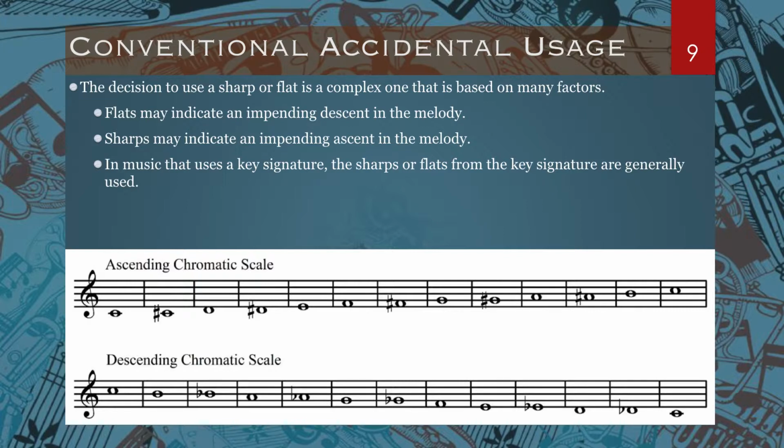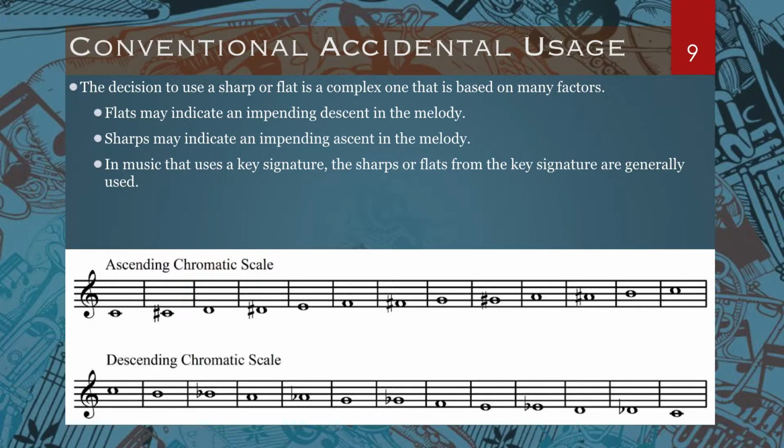So here's just a summary of what I've been telling you. The most important thing you should take away from this lecture: the decision to use a sharp or flat is a complex one that is based on many factors. Flats may indicate an impending descent in the melody. We often, especially in chromatic music, where we don't have a major or minor scale being used and there's a lot of chromatic pitches in there, see flats indicate that the melody is descending. Sharps may indicate that the melody is ascending.